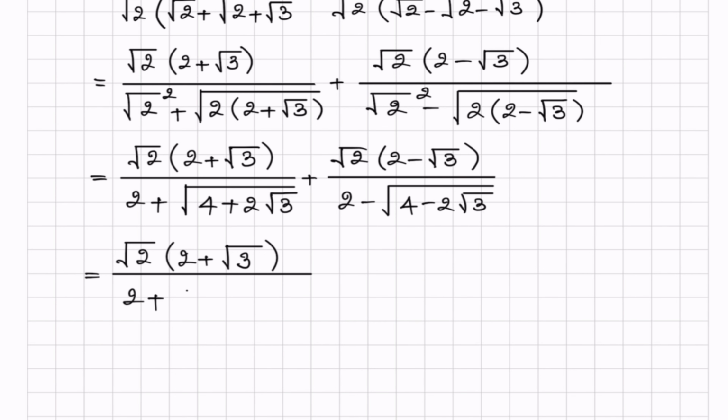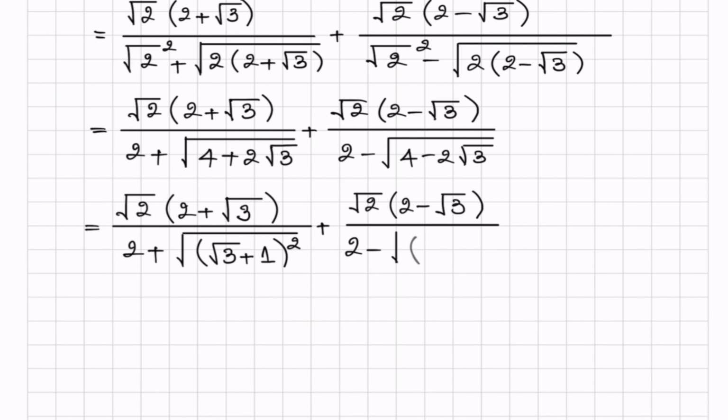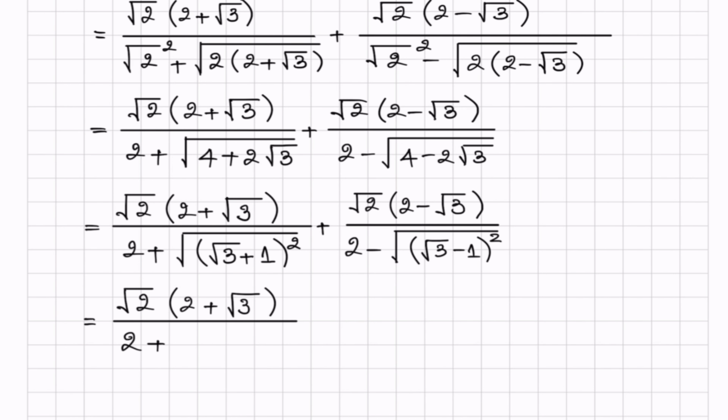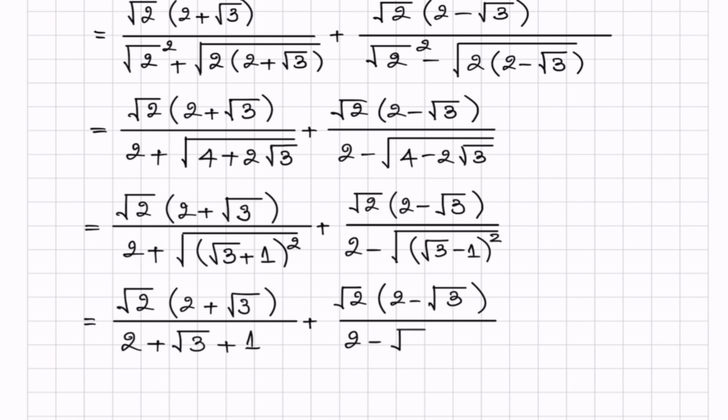Okay, and then 2 plus, so 4 plus 2 square root of 3, which can be written as square root of 3 plus 1 raised to square. Okay, and then plus square root of 2 minus, and here we get square root of 3 minus 1 raised to square, then equal to square root of 2 plus square root of 3, and then 2 plus square root of 3 plus 1 plus square root of 2, and then we get 2 minus square root of 3 and then plus 1.